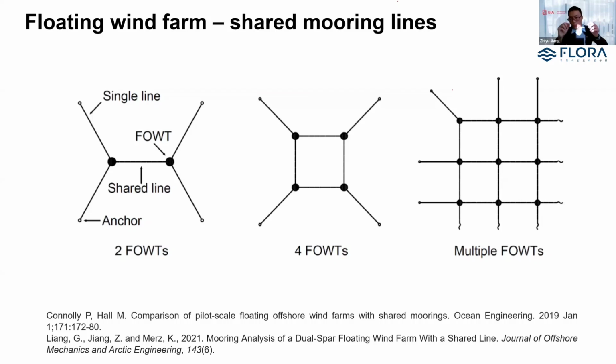That is to say, we use mooring lines to connect individual wind turbines together. In this slide, you see 3 configurations. The layout on the left has only 2 wind turbines with 1 shared line and 4 anchor lines, or sometimes we call it single line because this line connects the wind turbine to the seabed directly. For the configuration in the middle, we have 4 shared lines and 4 anchor lines. For a larger scale floating wind farm, we may have multiple shared lines and multiple anchor lines.